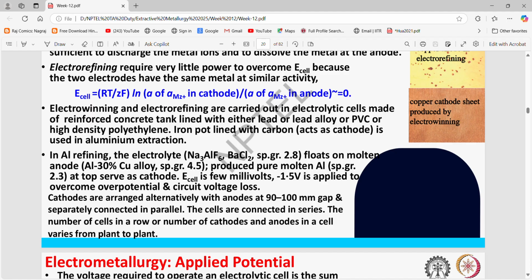In Al refining, the electrolyte, which is basically Na3AlF6 and BaCl2, having a specific gravity of around 2.8, floats on the molten anode having a composition of around Al with 30% copper alloy, specific gravity 4.5. Pure molten Al, specific gravity 2.3, is produced at the top surface as the cathode. E cell is a few millivolts.